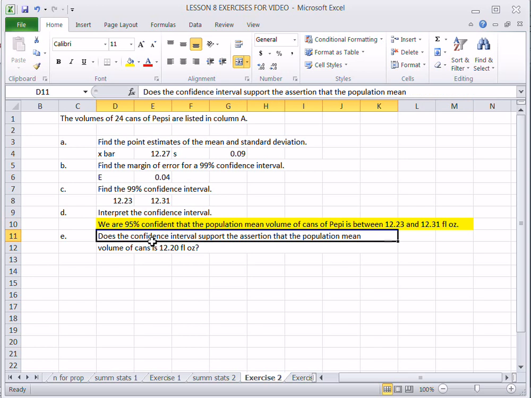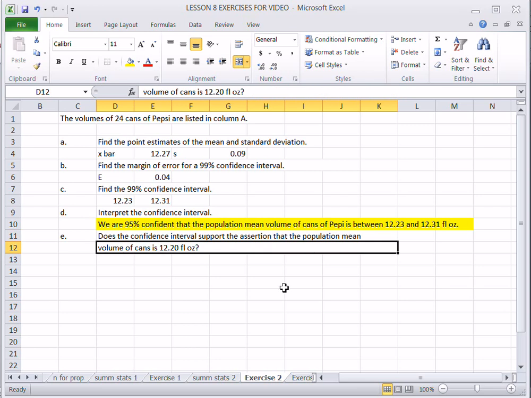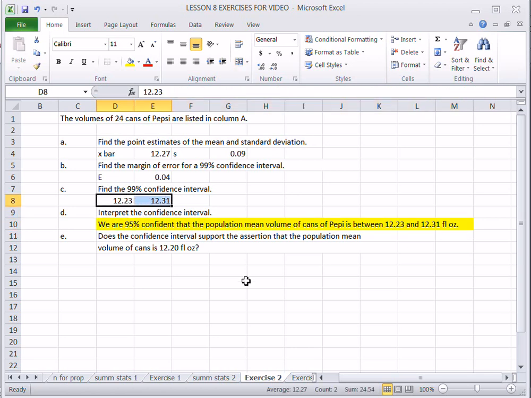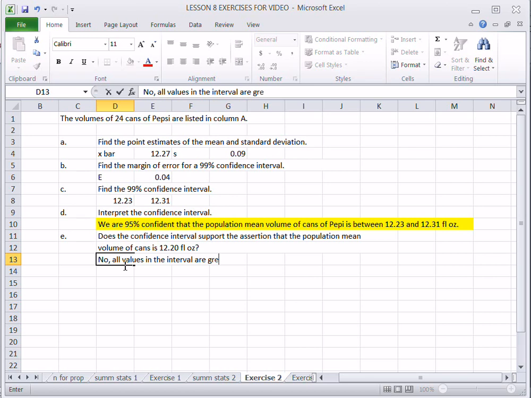Now the question here: does the confidence interval support the assertion that the population mean volume of cans is 12.2 fluid ounces? Well, does our interval contain 12.2 fluid ounces? No. All the values of the interval are greater than 12.2. So the answer here is no. All values in the interval are greater than 12.2 fluid ounces.